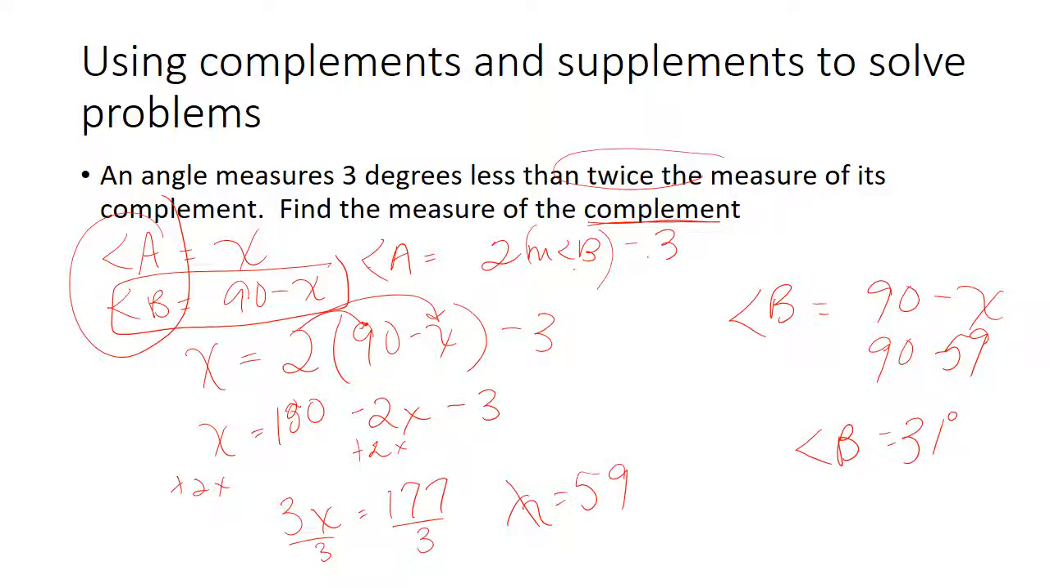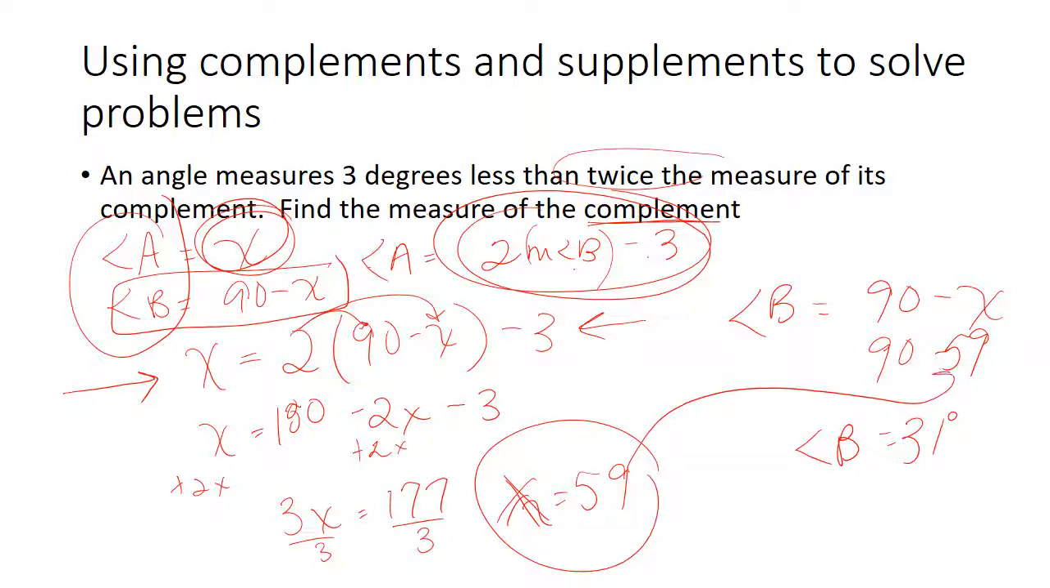Now, angle A is equal to angle A, so I can take this one and put them together right here. So I have x, which is the measure of angle A, and I have 2 times 90 minus x minus 3, because that is also the measure of angle A. I gathered my x's together to solve for x, and substituted my x in to find my complementary angle right here.